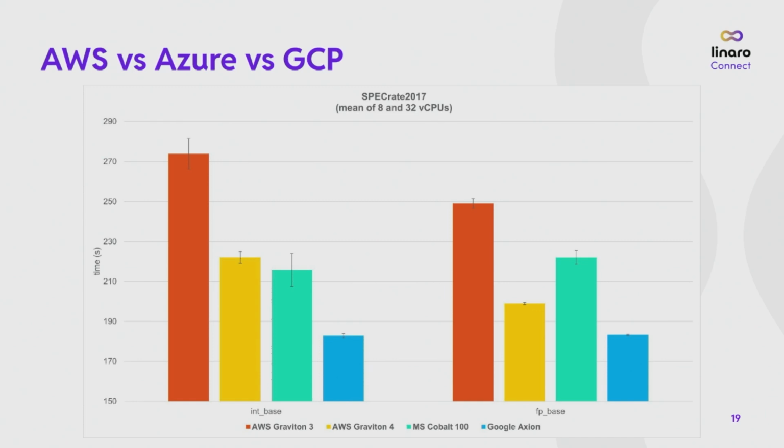And in terms of variation, Google Cloud also had the smallest amount of variation, followed by Graviton 4. And for Cobalt 100 and Graviton 3, we had higher values for the standard deviation. Notice that in this chart, I have considered the times only of the instances with 8 and 32 vCPUs. So the bare metal instance and the other sizes of Graviton 4 were not included in this comparison.